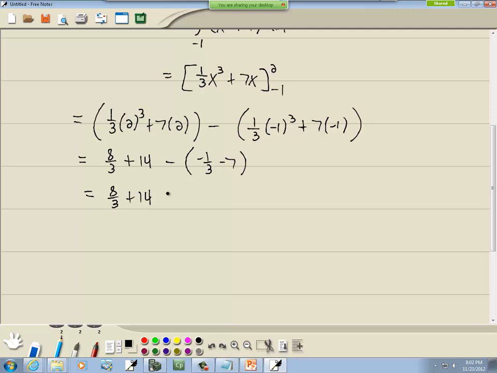Negative flips the sign of everything inside, so it becomes a positive 1/3 plus 7. Now 8/3 plus 1/3 gives us 9/3. 14 plus 7 is 21. 9 divided by 3 is 3. 3 plus 21 gives us 24.